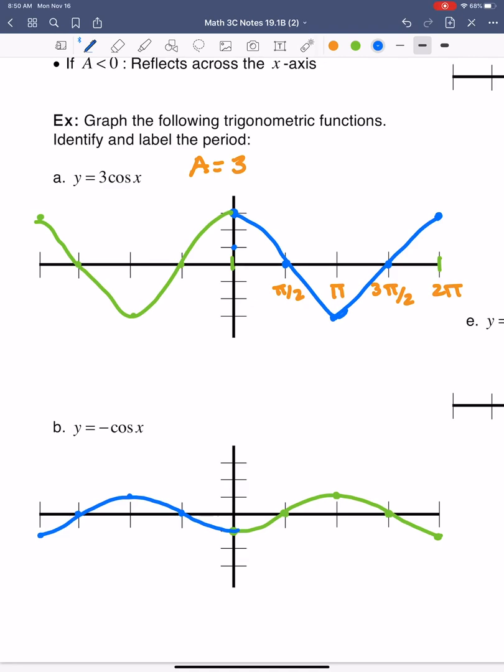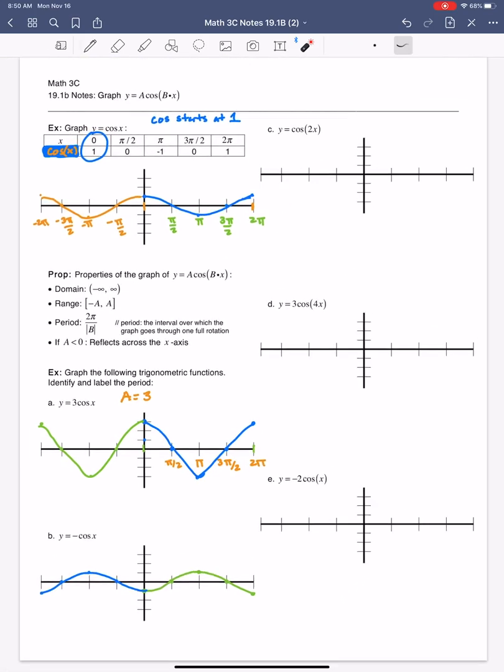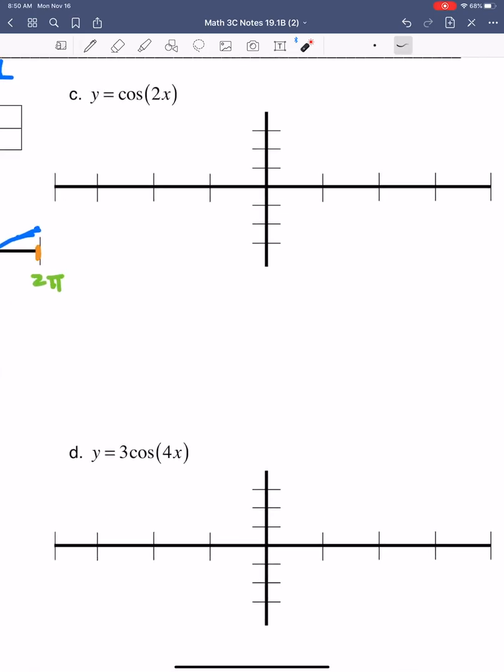Okay, so we'd end up there. Notice again, there's no number next to x, so the period did not change. All right. Now we're getting to letter C. This is where the period will change because notice we have a number in there with x, right? So we have a b value.